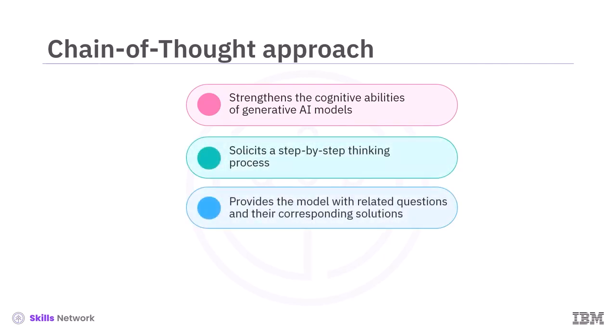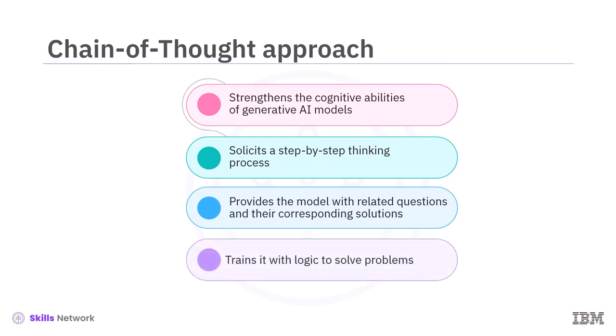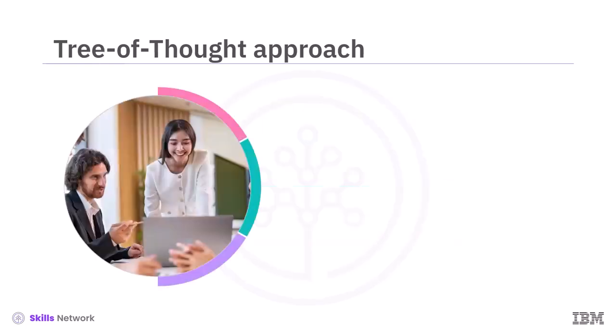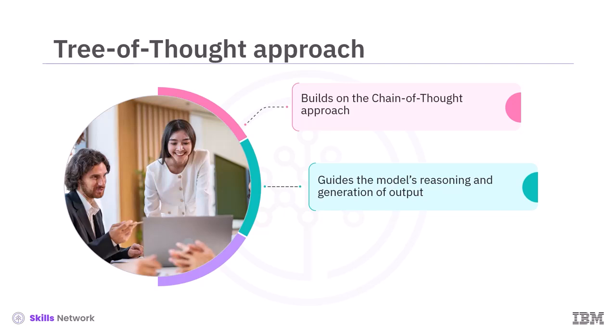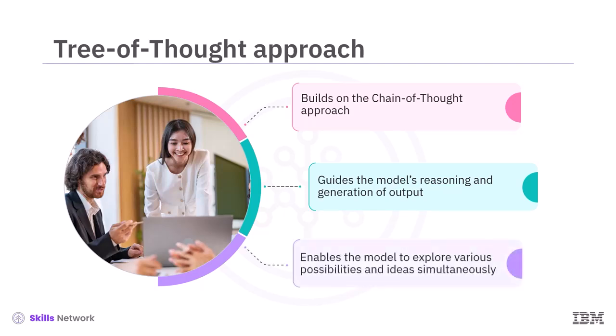The AI model is provided with related questions and their corresponding solutions to train it with the logic behind solving a problem and enable it to solve other similar problems. The tree of thought approach is an innovative technique that builds on the chain of thought approach. It involves structuring prompts hierarchically to guide the model's reasoning and generation of output. It enables the model to explore various possibilities and ideas simultaneously, branching out like a decision tree.